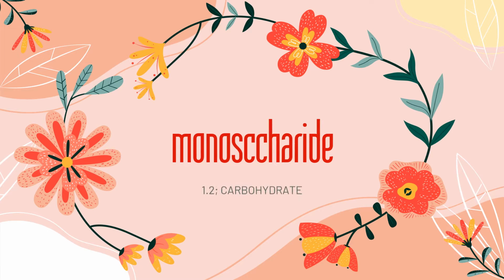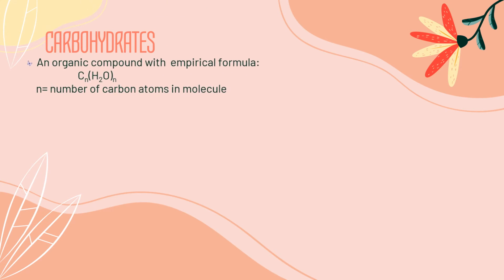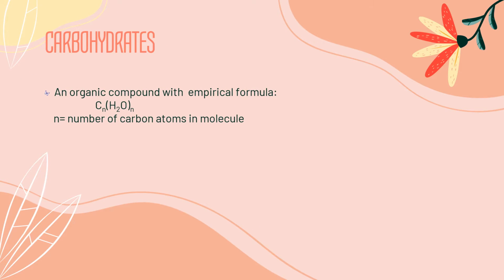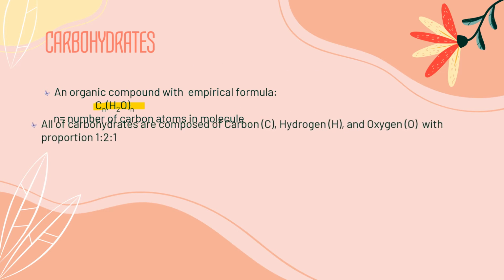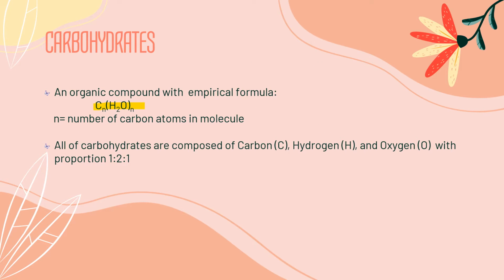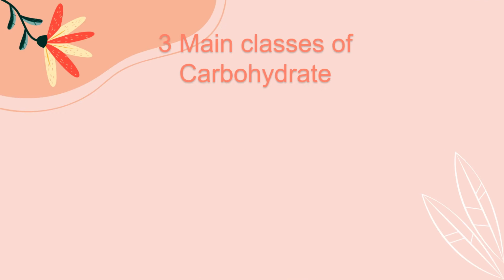Monosaccharide is under 1.2 carbohydrate. So first things first, we need to know what carbohydrates are. Carbohydrate is an organic compound with the empirical formula as stated here. Carbohydrates are composed of carbon, hydrogen, and oxygen.